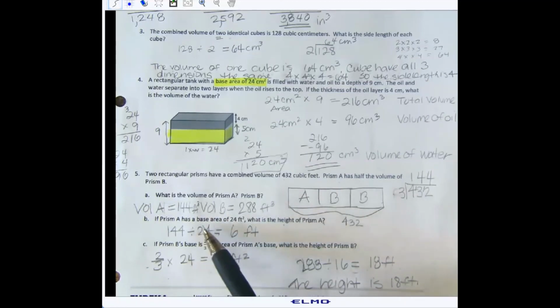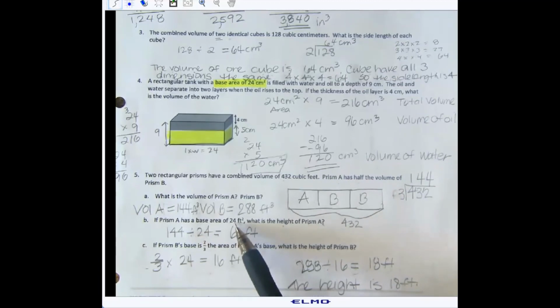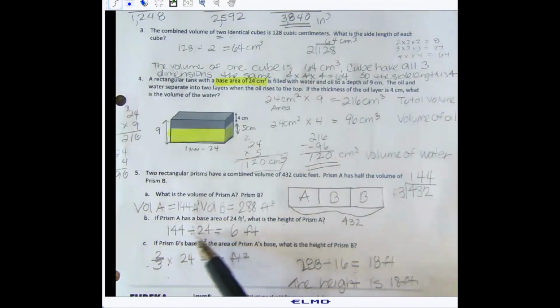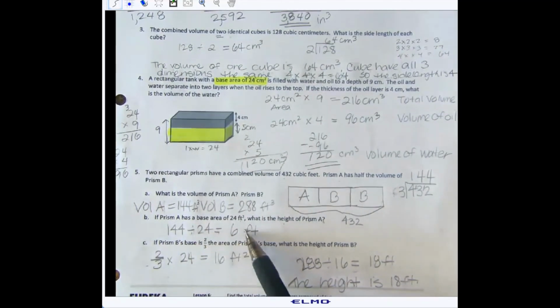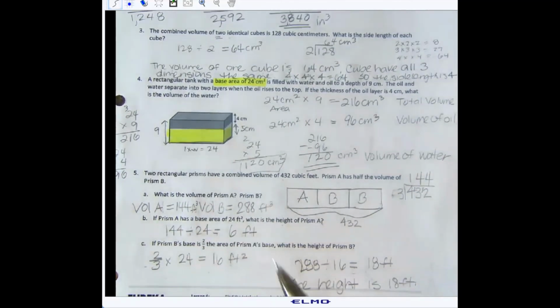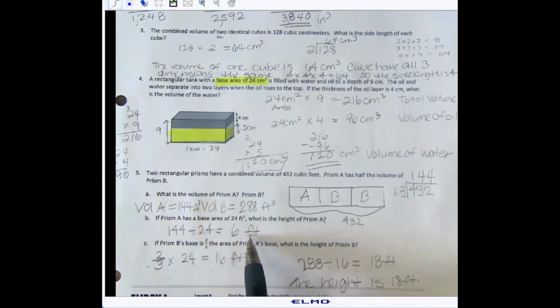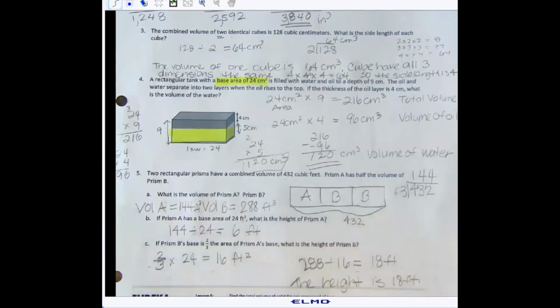Now, prism A has a base area of 24 square feet. What is the height? Well, just like we did with the tank, if they're giving you the area of the base, all you have to do is take the volume and divide it by the area, and that will give you the height. Because you guys should know that the area of the base times the height equals the volume. So then you just work backwards and you start with the volume, divide by the area of the base, and that will give you the height. So the height of prism A is 6 feet.